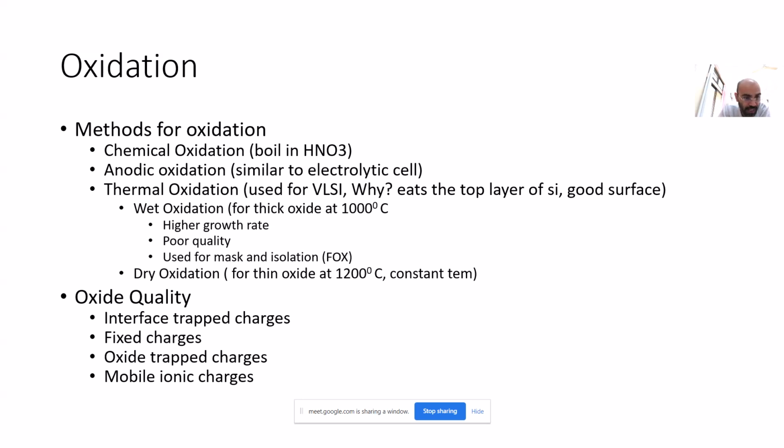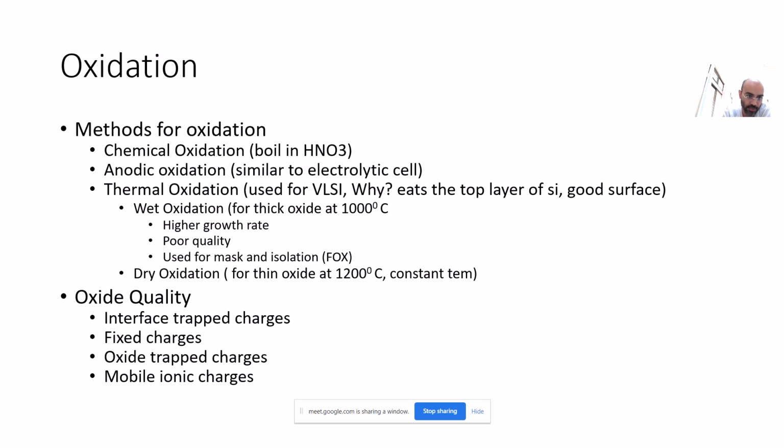Other than that, there are always some trapped charges present in the oxide layer. We get more concerned about the others. The fixed charges are okay. They remain fixed, so we don't worry that much about them. But the interface trapped charges and the oxide trapped charges create a lot of problems again, and there are methods to reduce them as well. I don't remember those exact methods, but there are methods to reduce them. You cannot completely remove them, but you can somewhat play with them and reduce their presence with some of the methods.